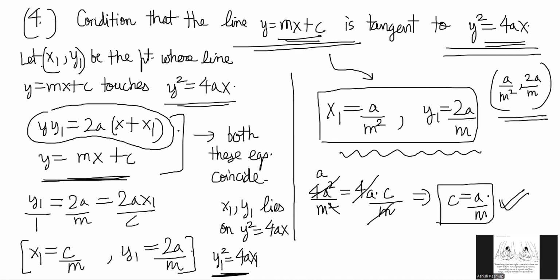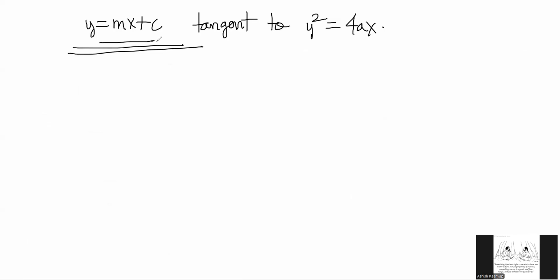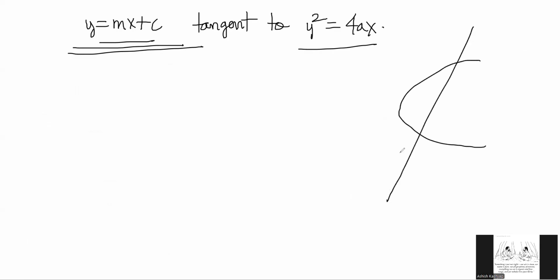The next method is a simpler method. If you have y is equal to mx plus c, which is tangent to y square is equal to 4ax, let's try to solve this line equation with the parabola equation. Usually when you solve a line equation with a 2-degree curve, the line could cut the curve at 2 points. This is y is equal to mx plus c. This line is a chord of the parabola. So it cuts the curve at 2 points.